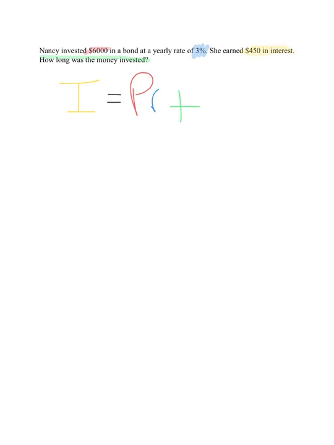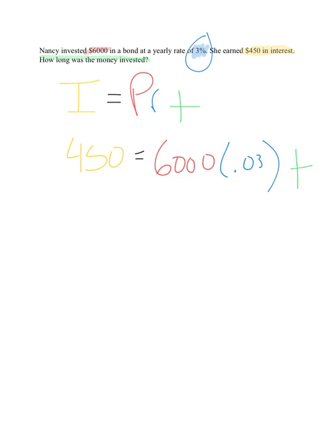So now we're ready to solve for T. I, 450, equals the principal amount, which is 6,000, times the rate, and once again, be very careful, make sure we're expressing the rate as a decimal, 0.03, times the time, T, which we're trying to solve for.